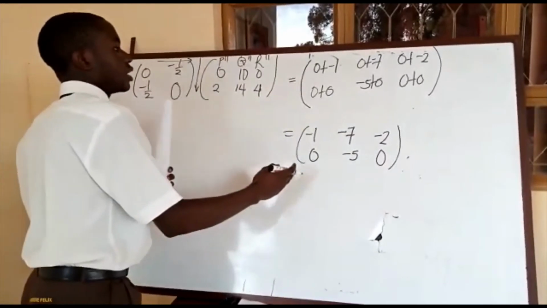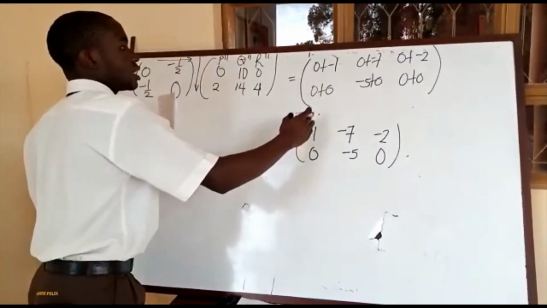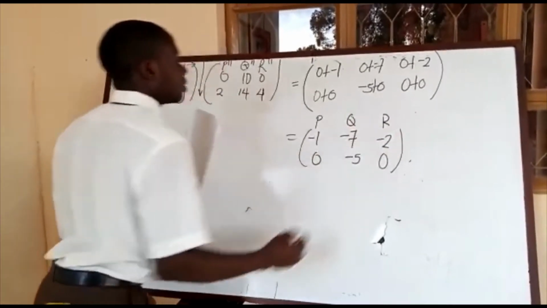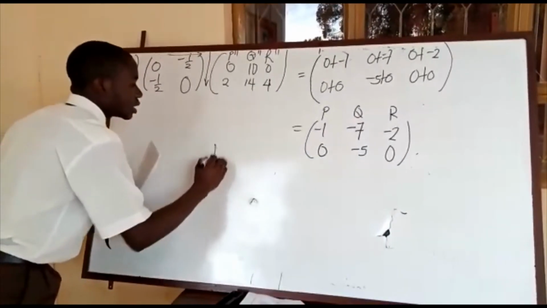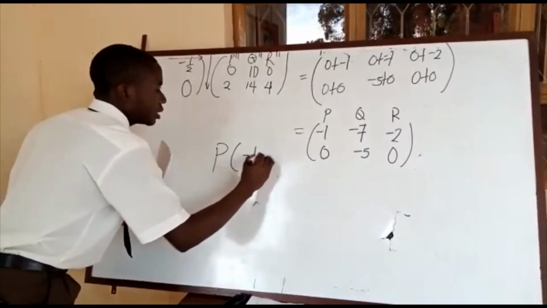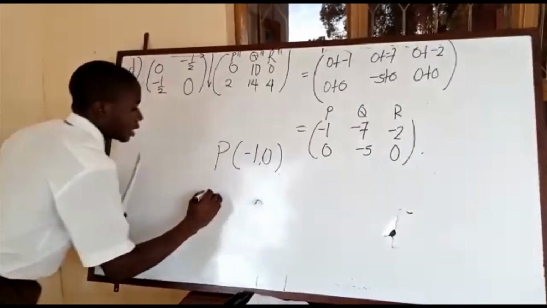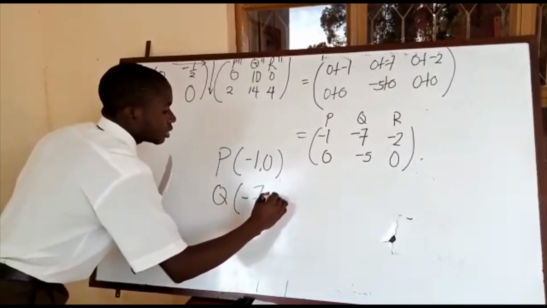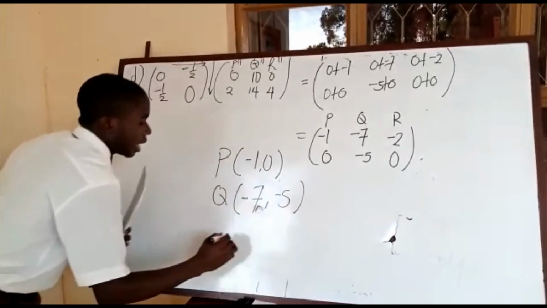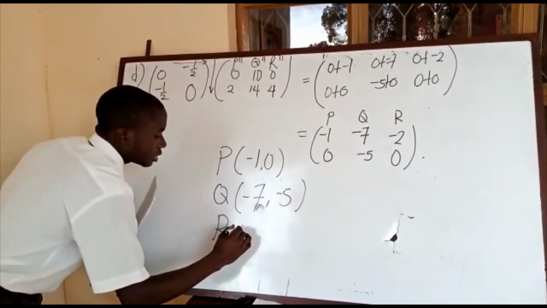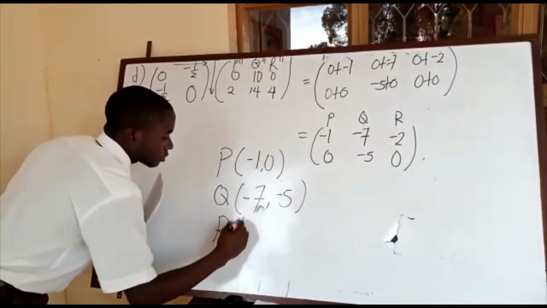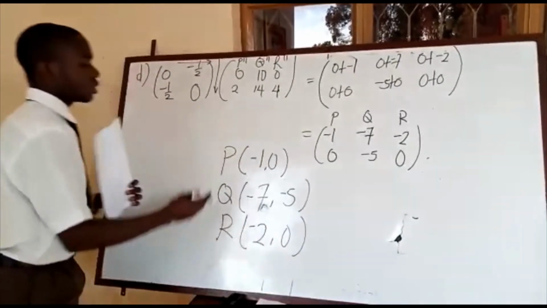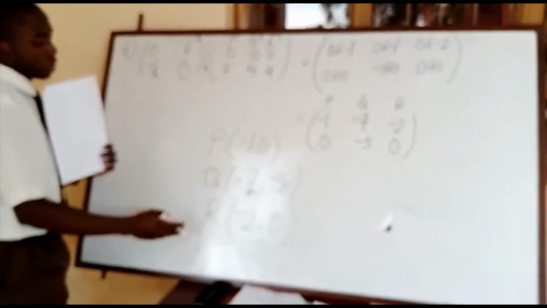So these are the coordinates. This is P, this is Q, and this is R. So we state the coordinates as, P is negative 1, 0, Q is negative 7, negative 5, and R is negative 2, 0. So we have found the coordinates of P, Q, and R.